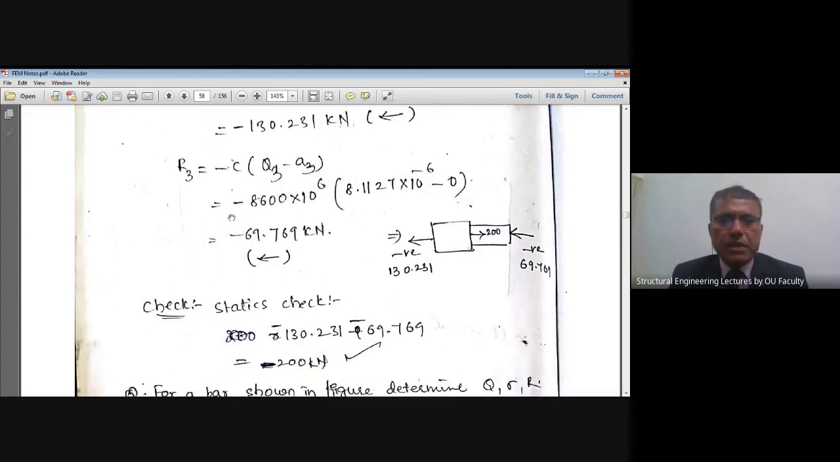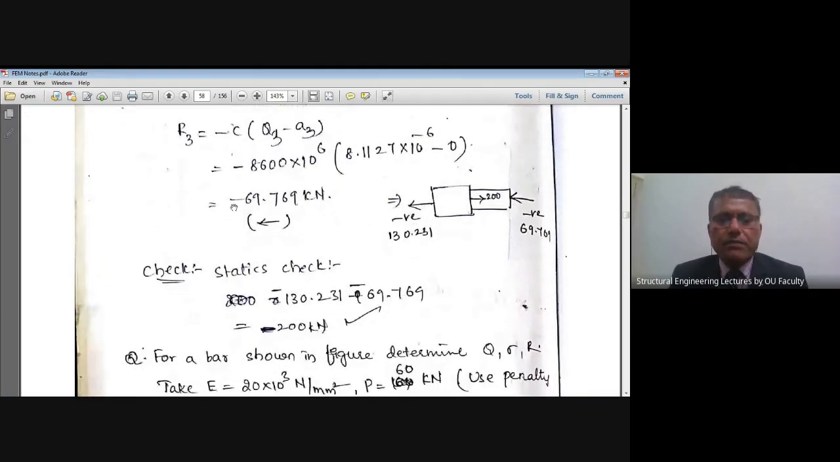Similarly, the reaction at the third boundary is minus C multiplied by Q3 minus A3, which is equal to minus 8600 by 10 to the power 6, times Q3 of 8.1127 times 10 to the power minus 6, minus A3, because that is a rigid support, equal to 0. That gives minus 69.77 kilonewtons. Minus indicates acting in the left direction.